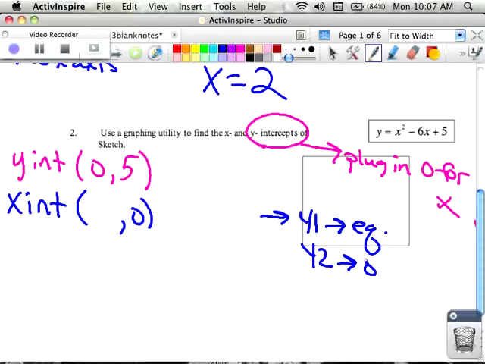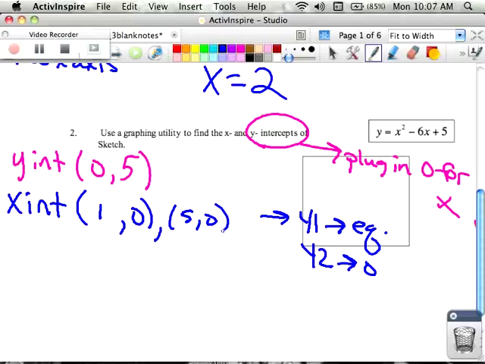So I can do that again. Second, trace, 5, enter, enter, arrow to the next place of intersection, or close to it, enter. Oh, and I'm crossing at 5, 0. So 1 and 5 are my two crossing places. So 1, 0, and 5, 0.